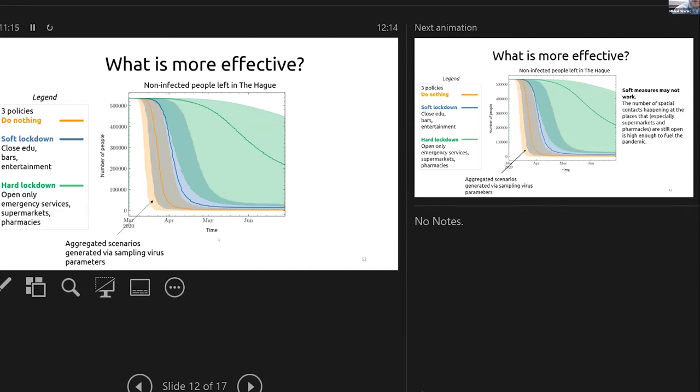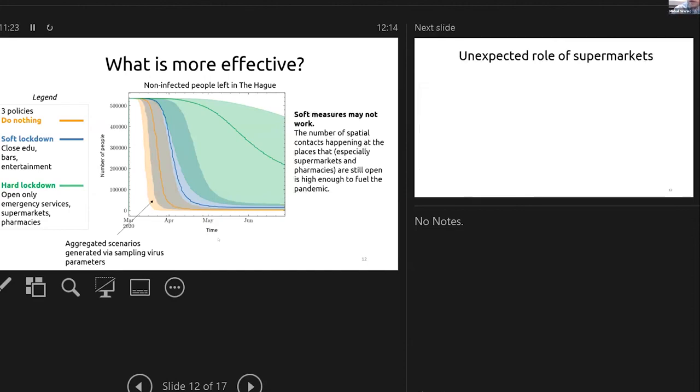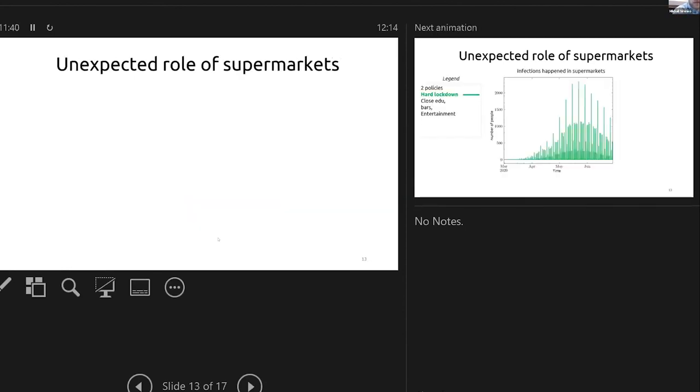On the contrary, if you do a hard lockdown and leave only emergency services, supermarkets, and pharmacies open, the disease goes down. So the conclusion is that soft measures may not work, and the number of social interactions happening in the places that are open, specifically supermarkets and pharmacies, is still too high, and it can make the pandemic continue to run as it was before.